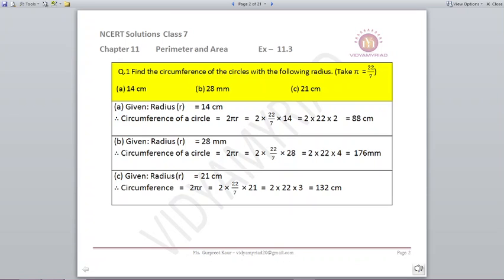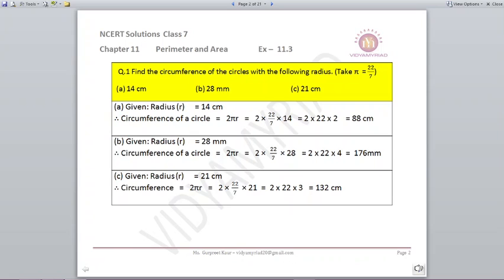For doing this question, you must know the formula for circumference of the circle, which is 2 pi r. Here pi needs to be taken as 22/7 or 3.14 if mentioned in the question. If nothing is mentioned in the question, then you should take 22/7 as the value of pi. R is the radius of the circle, which most probably is given in the question, or else we can find it out. For question number 1, we need to find out the circumference of the circle with the following radius.